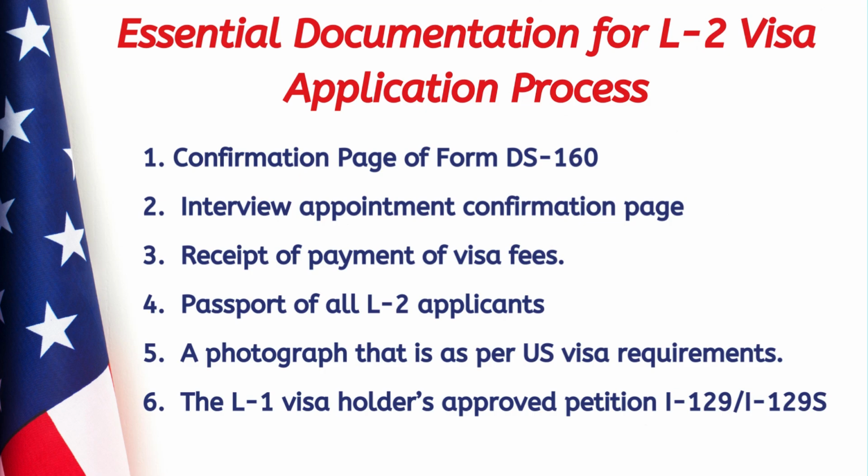Number 6, the L1 visa holder's approved petition, that is I-129 or I-129S in case of blanket petition. Number 7, your marriage certificate. Please carry an original and also a copy.